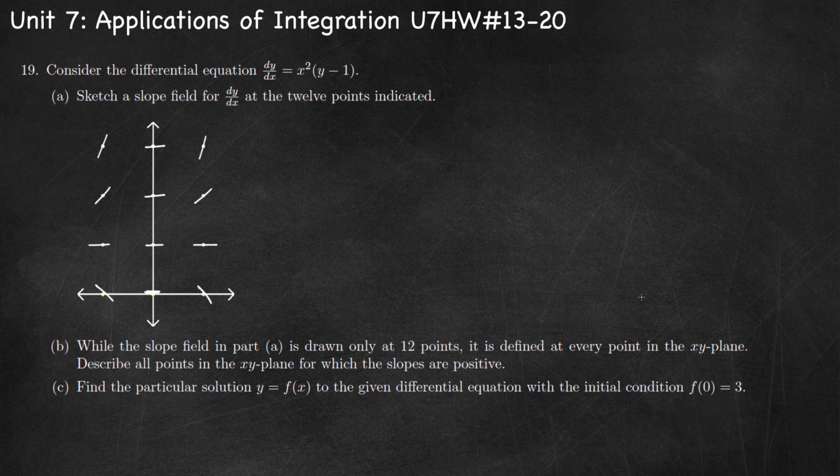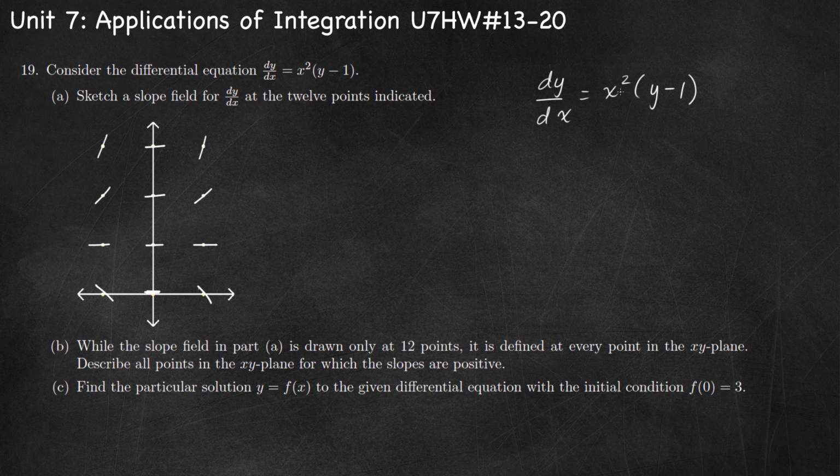If we look at our slope equation, we've got dy/dx equals x squared times (y minus 1). So I'm going to rewrite that over here: dy/dx equals x squared times (y minus 1). So we're trying to figure out, when are these slopes going to be positive?